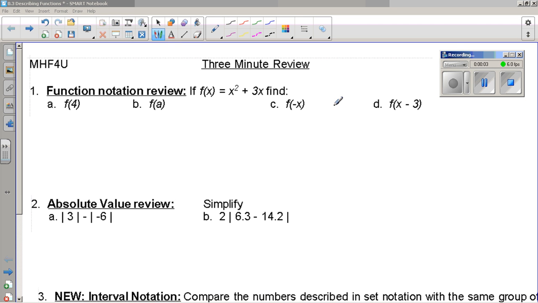All right, welcome functions folks. This is the lesson on describing functions. This is going to be a bit of a strange one. The 3-minute review is a little bit longer.